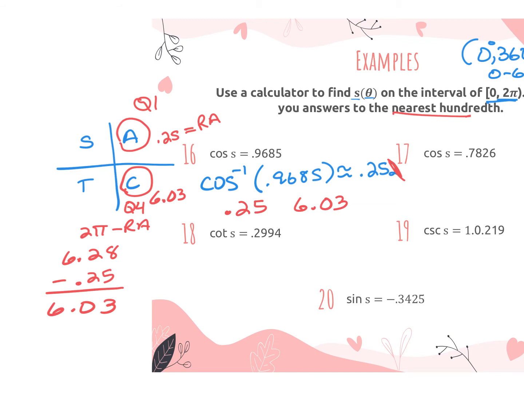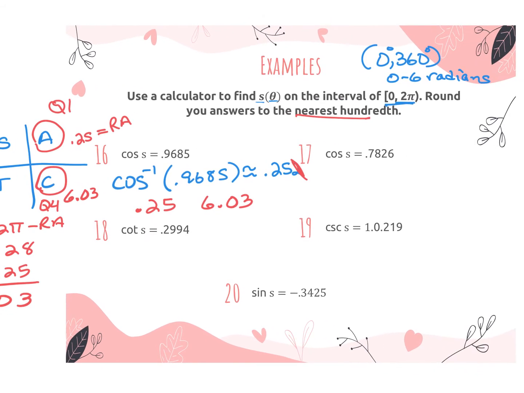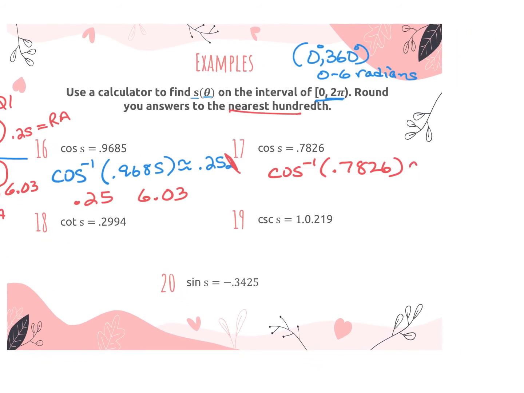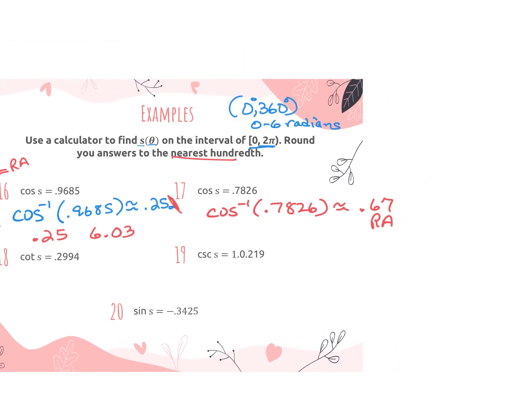Let's try the next one. There is a cosine button again, same thing. We're going to do the inverse because we're looking for an angle. So cosine -1, 0.7826. You're going to hit enter. We are going to round to the hundredths place. So this is going to be 0.67. Again, this is my reference angle. This is almost 2/3 of a radian measure.